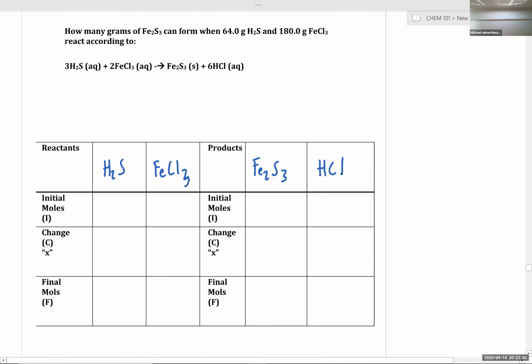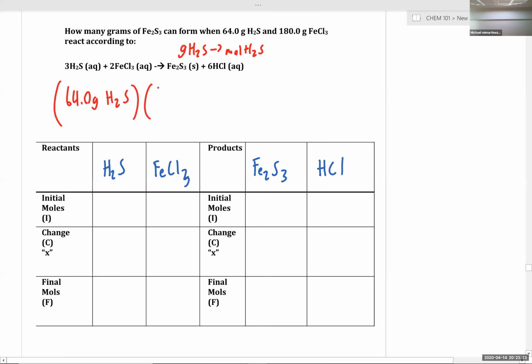Okay, so we've written our reactants and products. Now we need to calculate our initial moles. So we have 64.0 grams of H2S. Can we convert this grams of H2S? Can we go from grams of H2S to moles of H2S? Can we go from grams to moles? Are we comfortable doing that? Yeah.